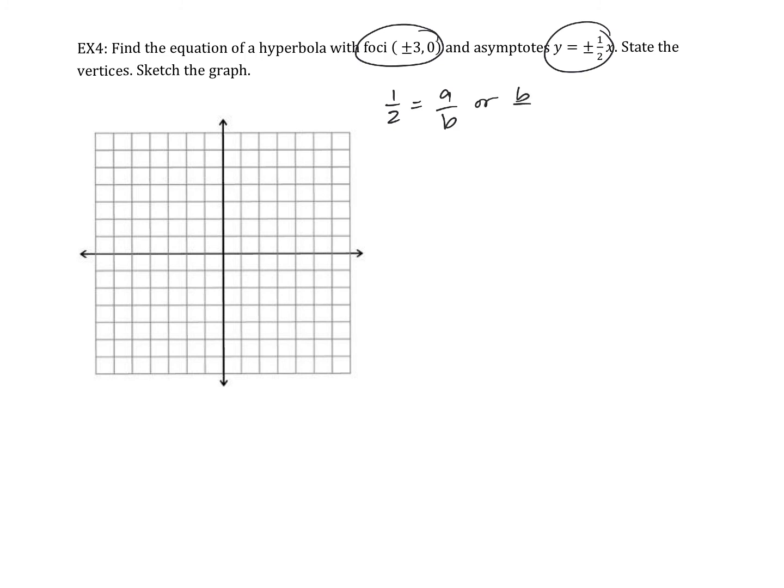How do we know which one it is? And that answer comes from the foci. Which number are we given? Well, we're given an x value, which means we know we're going to be focusing along the x-axis, so the x squared is going to be first. We're going to be using this equation right here.